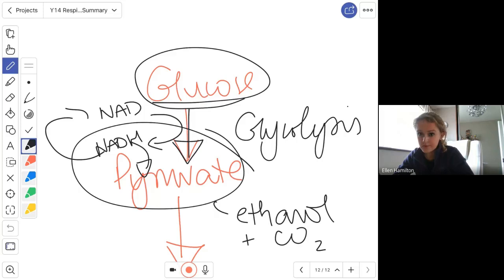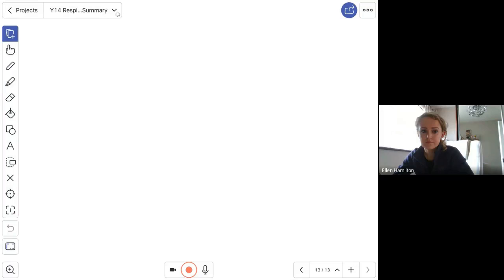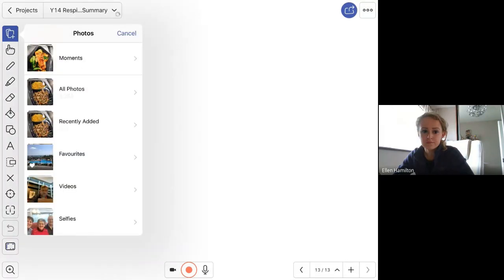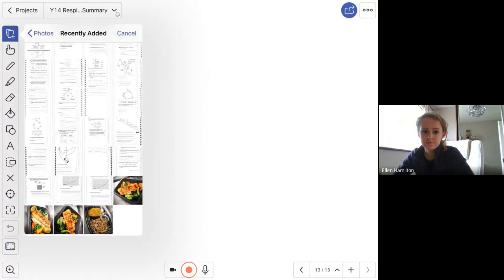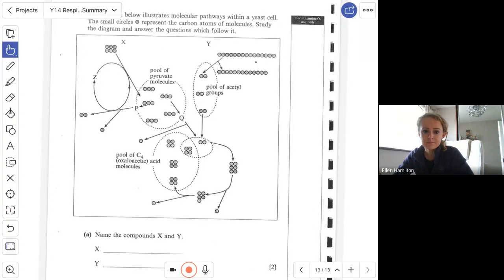Right. Again, I'll pick up that diagram of the question. I think I lost it there. Okay. The next question says, what is the eventual fate of the carbon atoms of pyruvate following pathway Q? So pathway Q, what is the eventual fate?